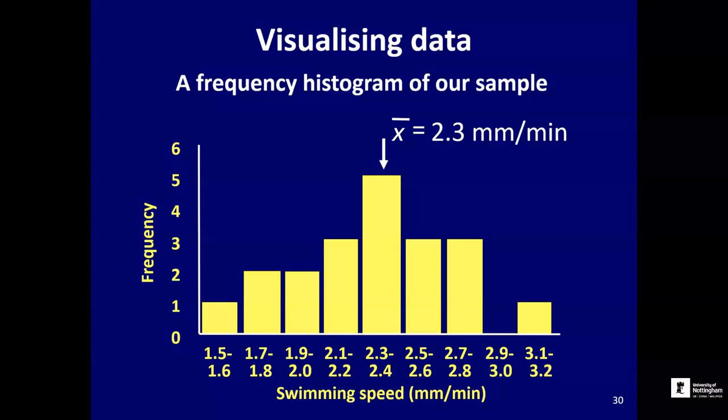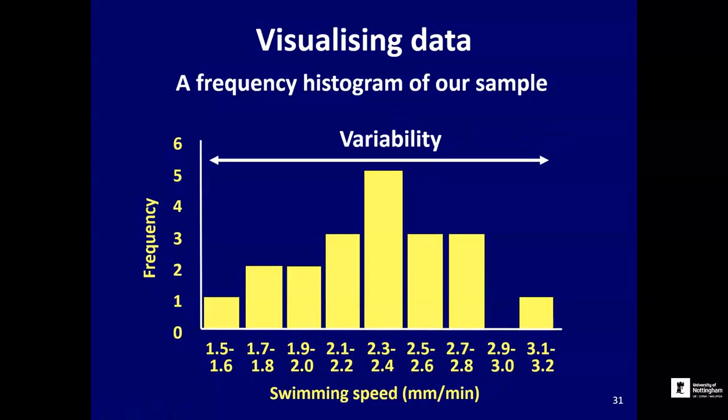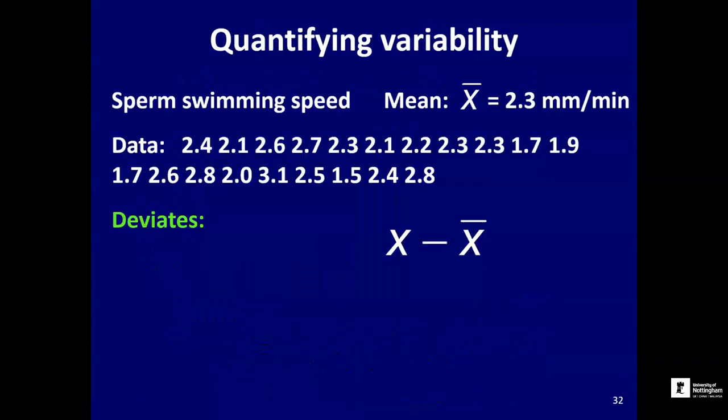And unlike the previous example, the mean swimming speed falls right in the middle of the distribution, in coincidence with the modal bin as well. So this distribution is rather more symmetrical than the previous one, but nevertheless, like the previous one, it shows a lot of spread. So we've got variation in the sperm swimming speed. You can have the slowest sperm down here swimming at about half the speed of the fastest sperm. And that's variation that we might like to quantify, this variability.